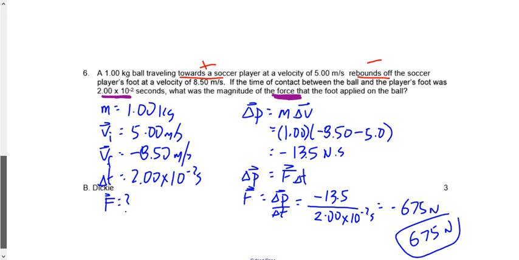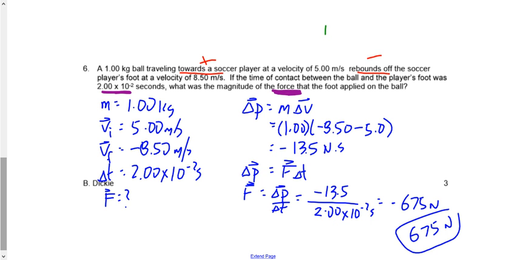Now, that's not actually quite the way that I did it myself. When I did it, I set F times T equal to M times delta V right off the top. Do you see how that's really the same thing? It's one step instead of two. It doesn't really save any time. It's just the way that I do it. It's no better, no worse.